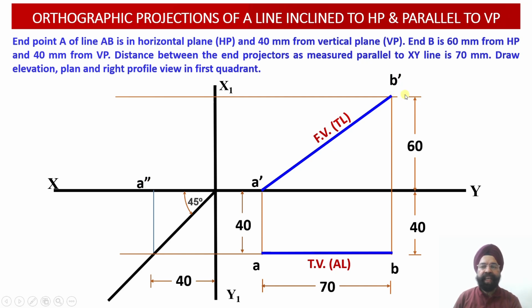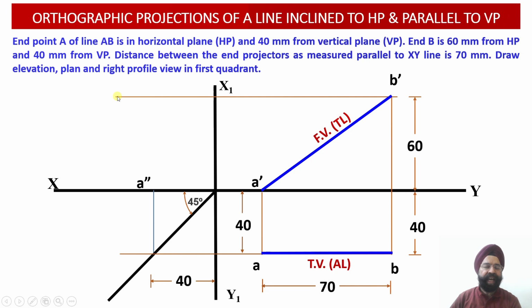Here we can see at whatever height point B dash is located in the orthographic front view projections, at the same height, that is 60 millimeter height, if we draw a horizontal construction line, onto this horizontal construction line we are going to obtain the location of the point B double dash in the profile plane projections.